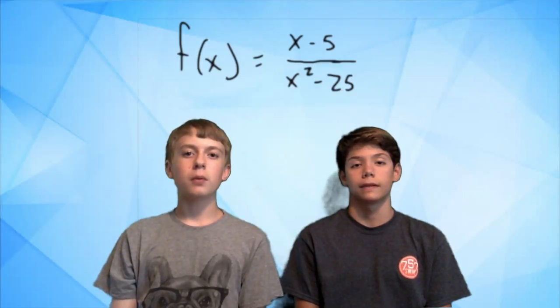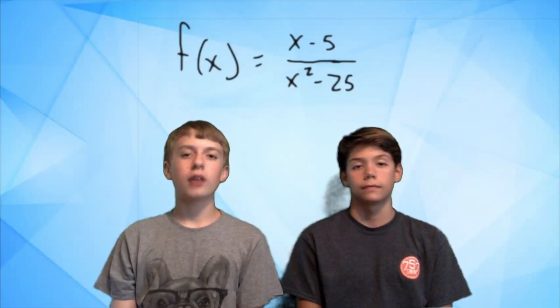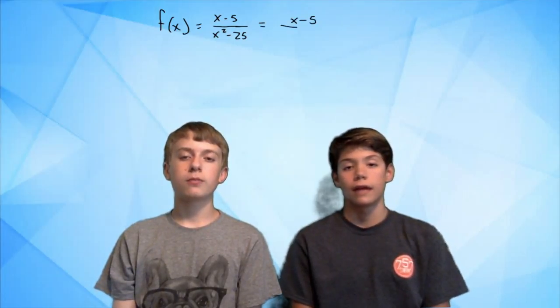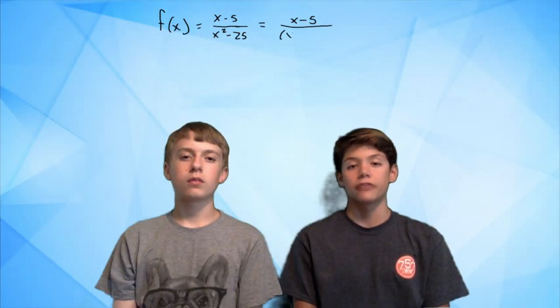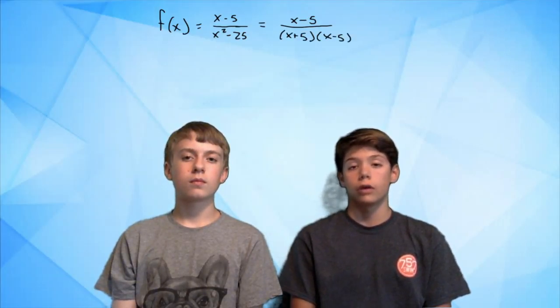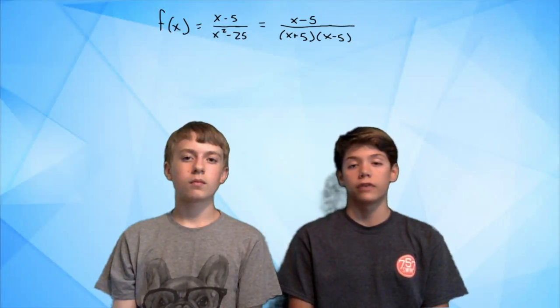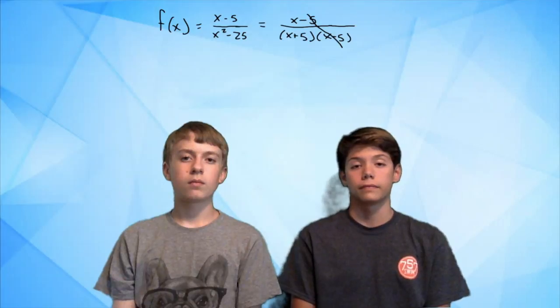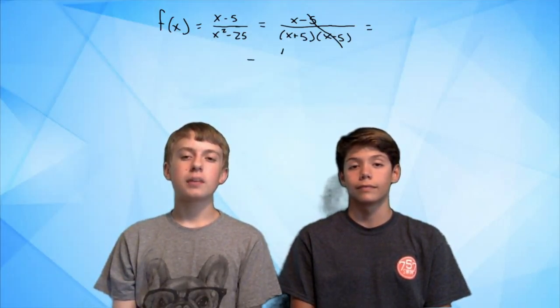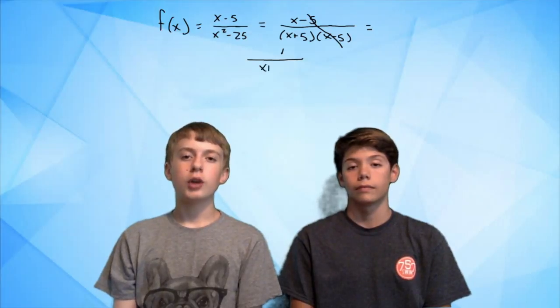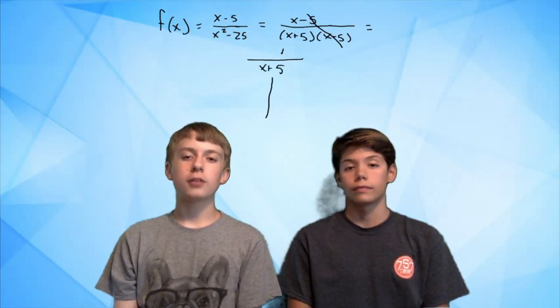For our first problem, we have to find the vertical and horizontal asymptotes of f of x equals x minus 5 over x squared minus 25. X squared minus 25 can be factored into x plus 5 and x minus 5. So our problem now looks like x minus 5 over x plus 5 times x minus 5. You can cross out the x minus 5 in the numerator and the x minus 5 in the denominator. You now have 1 over x plus 5.